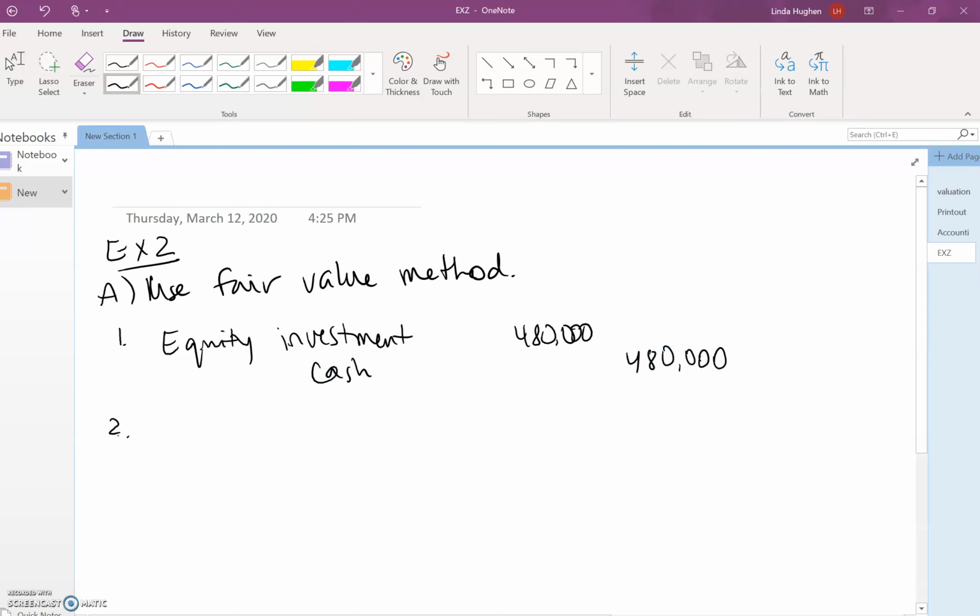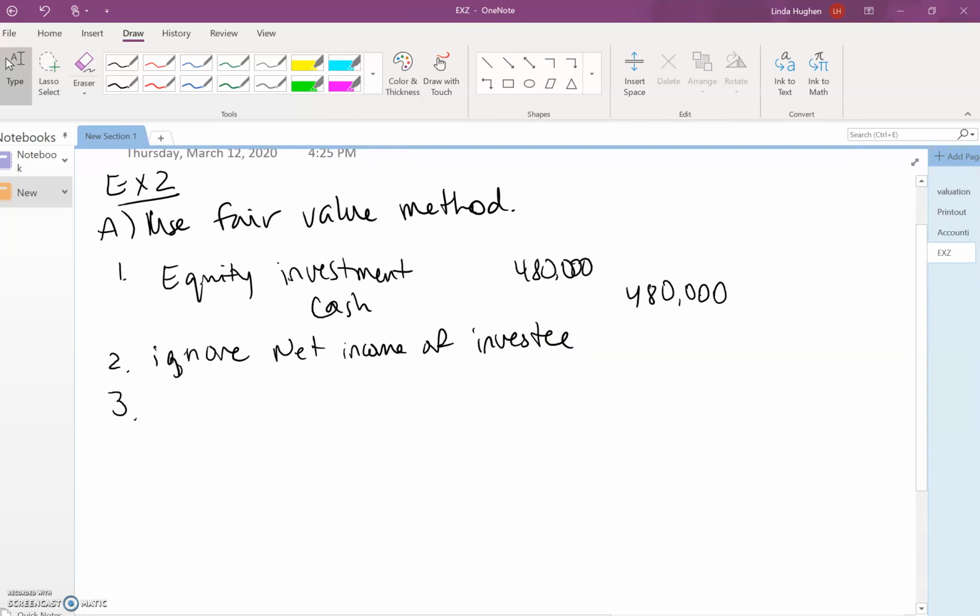Item 2, for the year ended 2019, Allied Company reported net income of 200,000. So what's the entry that we need to record here? We're using the fair value method. Remember, we only care about the net income of the investee company when we're using the equity method. So what do we do? We do nothing. Ignore net income of the investee.